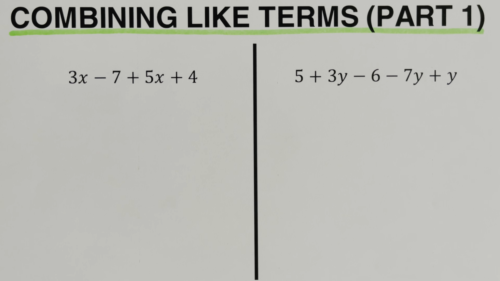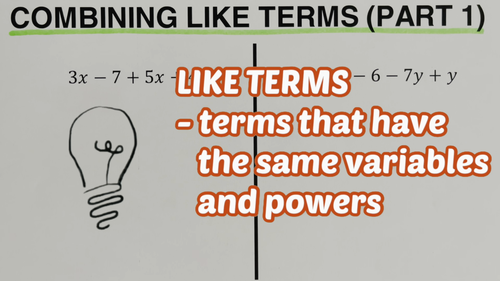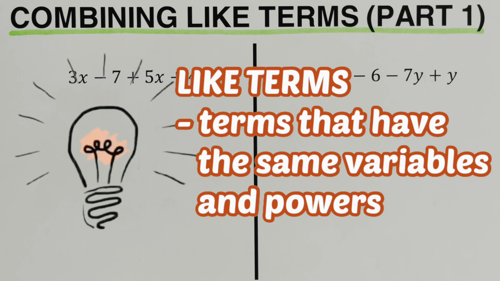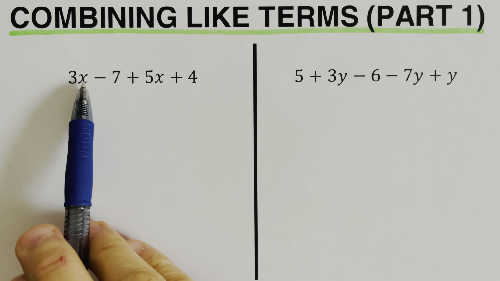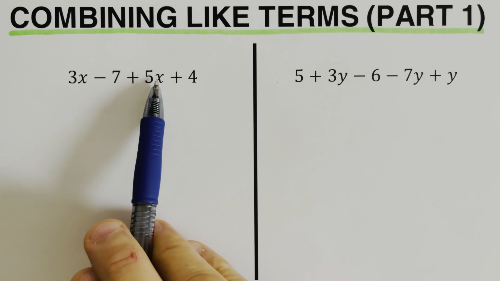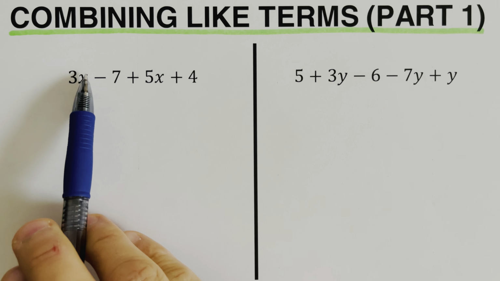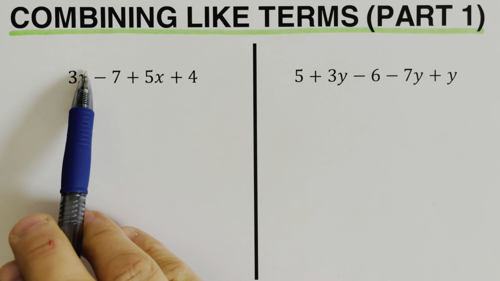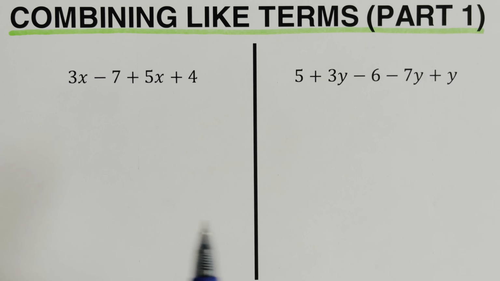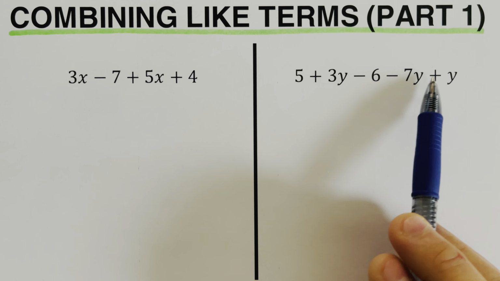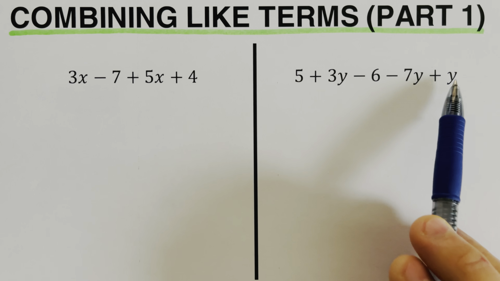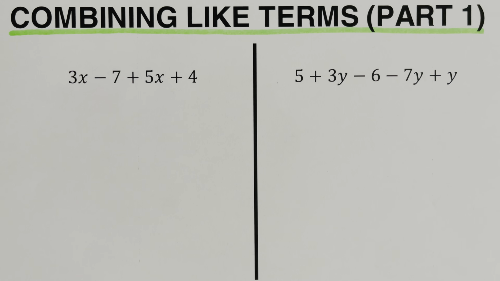Before we jump into these two examples, let's have a definition for what a like term is. Like terms are terms that have the same variables and powers. So in this case, these x's are our variable, and the power is the exponent of each of these variables. In this case it doesn't have an exponent, but remember, that's raised to the power invisible 1. The same thing for the y here: the y is our variable, and the power is the invisible 1.